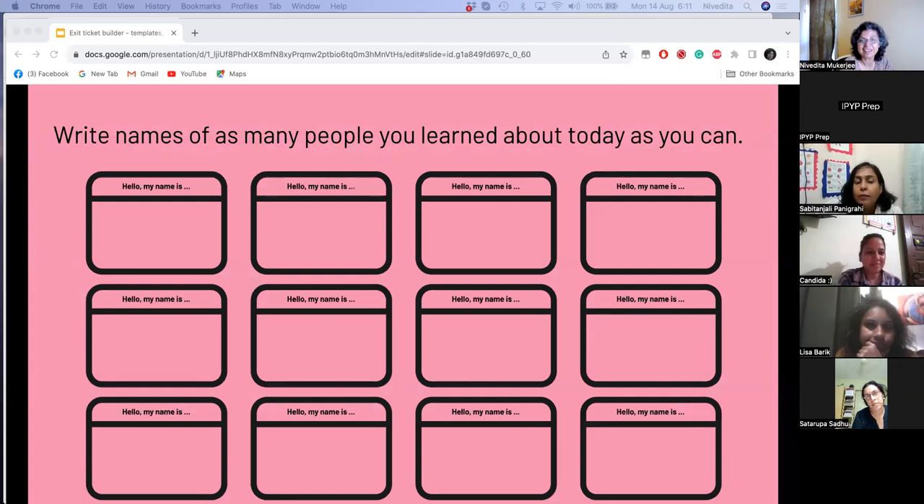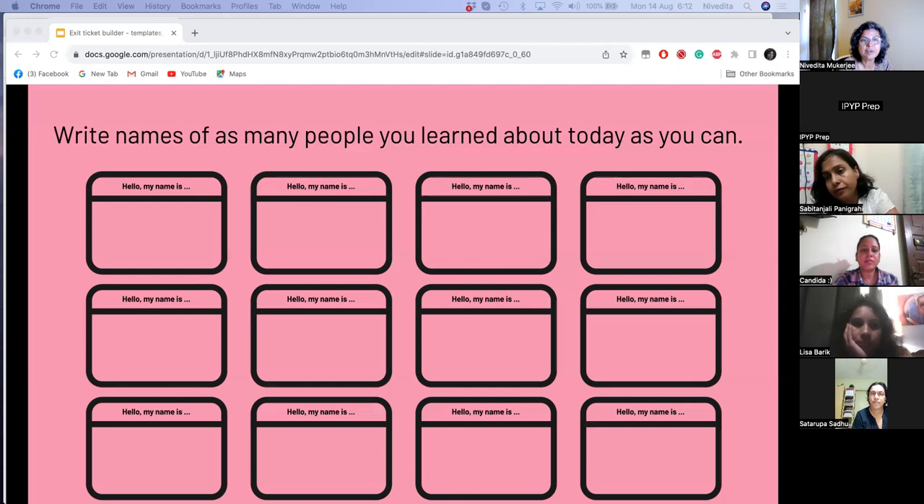Yes. Otherwise, ma'am, they will tell how much they learned from this topic, how much they understood or not. Like their own assessment. Yeah, make your own exit tickets and share with all of us. These are just some sample templates I'm sharing with you.